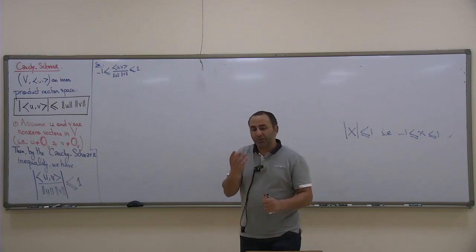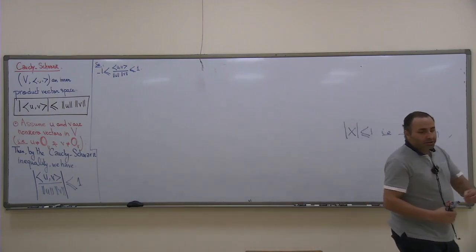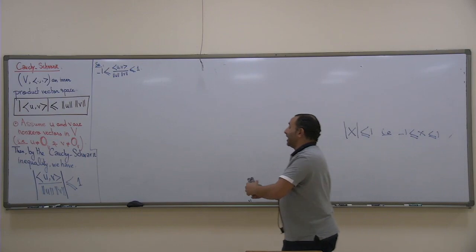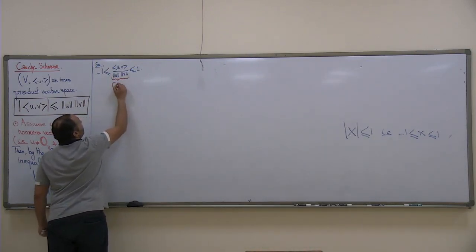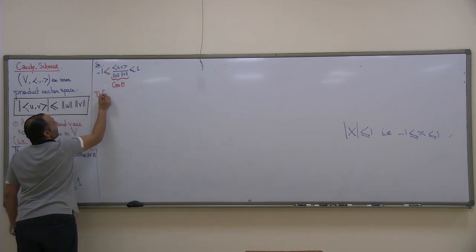So we call it cosine. I don't want it exactly, we call it the cosine because I know that this is always between minus 1 and 1. So I take this quantity and I'm going to call it cosine. So this quantity here, I'm going to call the cosine theta, and I'm going to introduce the following definition.